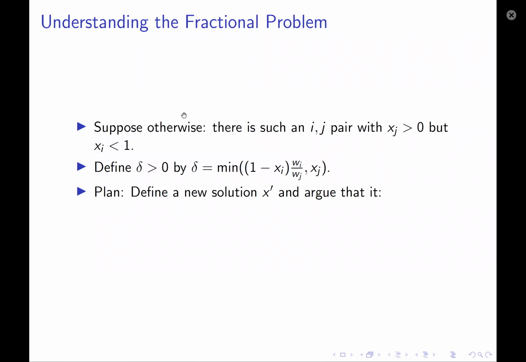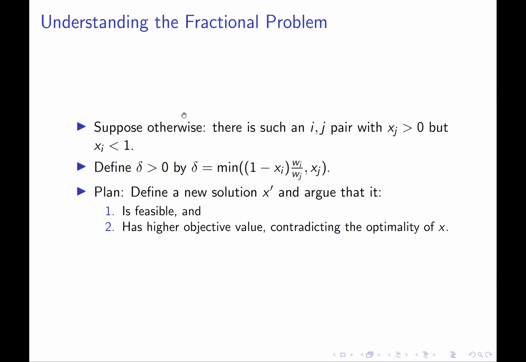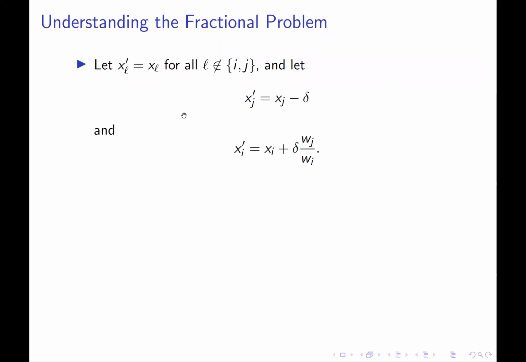And so our plan is to use this value delta to somehow concoct some new solution x prime that is still feasible. We don't want to break any of the feasibility constraints when we perform our surgery, but we do want to rig things up so that x prime has higher objective value than x, and that is going to be our contradiction, because the assumption is that x is the optimal solution. It's the feasible solution that has largest possible objective value. And so here's how we're going to do it.